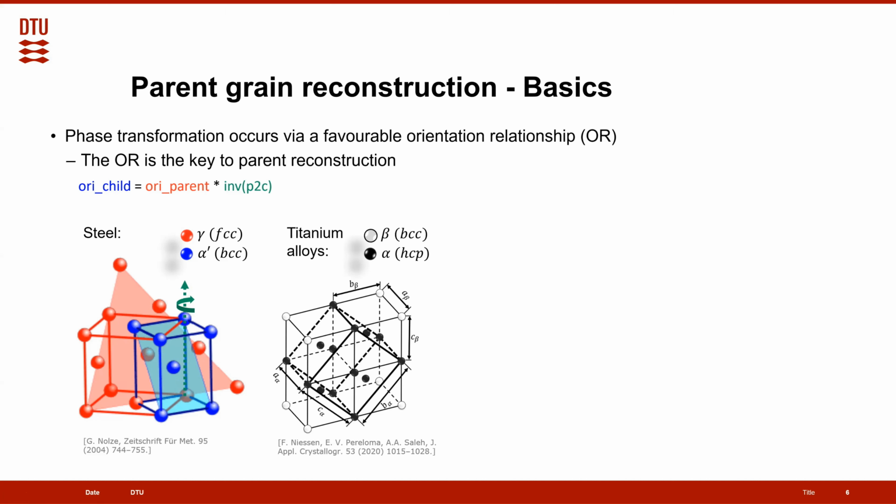In titanium, it looks similar. So we also have a parent and child phase and rotation, axis, angle, and so forth. This works for all the phase transformations with orientation relationships.